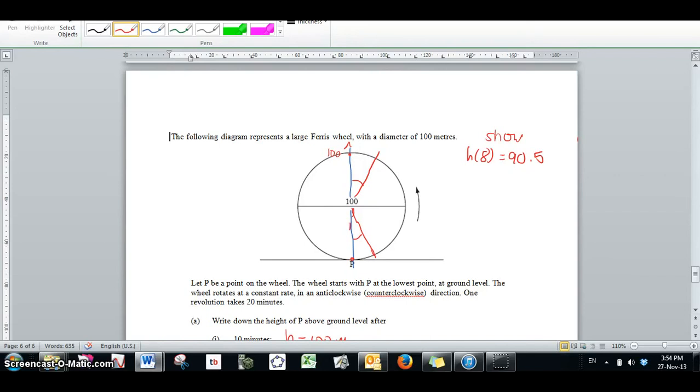And by symmetry, I could look at, well, it's 2 minutes before, so 2 minutes after the start, I'm at 9.5 meters. And I know that I must be 9.5 meters before 100 because of the symmetry as we know it from the unit circle. So actually, it must be the same. It must be the case that 100 minus h of 2 is 90.5. And since h of 2 is 9.5, that is 90.5, and we have just shown what we needed to show.